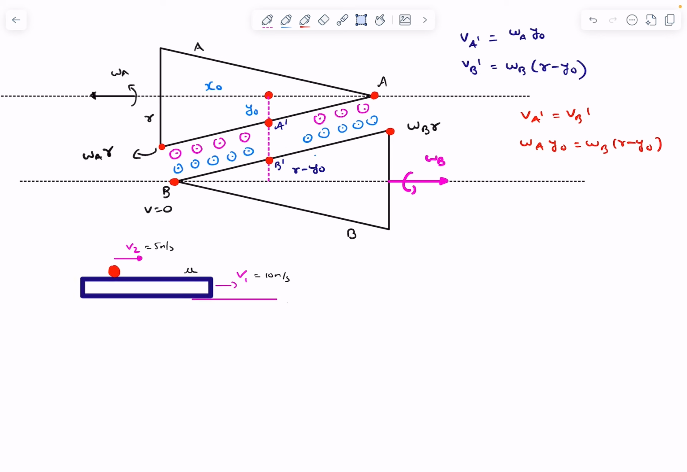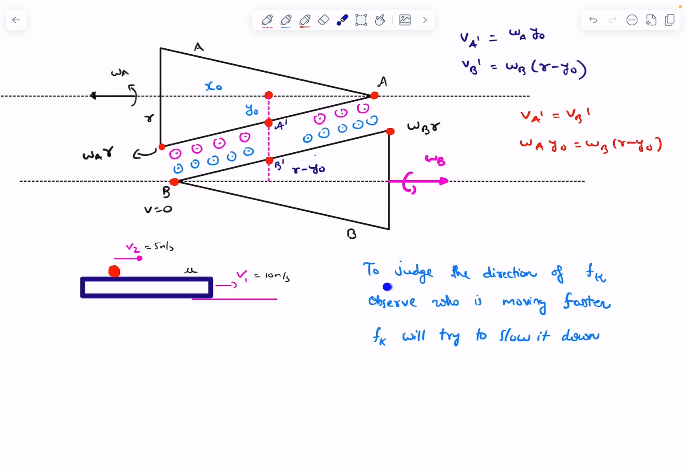Basically now we are going to use the logic that we used in the plank and particle problem here. Imagine that v2 and v1 are equal for a second. If they're equal, then there won't be any kinetic friction, right? Because there is no relative motion. When it comes to judging the direction of kinetic friction, we have to just observe who is moving faster. Fk will try to slow it down. If v2 is 10 and v1 is 5, then v2 is moving faster, so Fk will try to slow it down and it will try to accelerate the plank. That's the reason why we figured out this special point over here where both their velocities are equal.